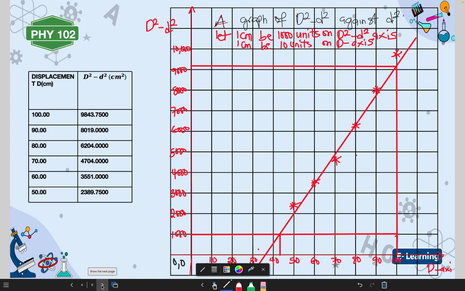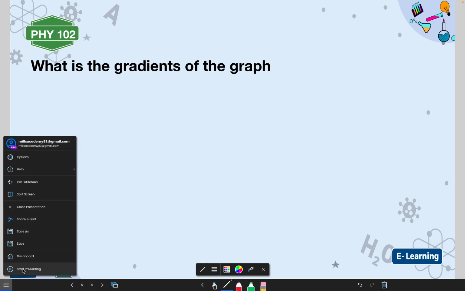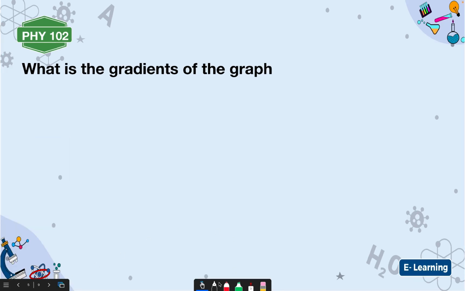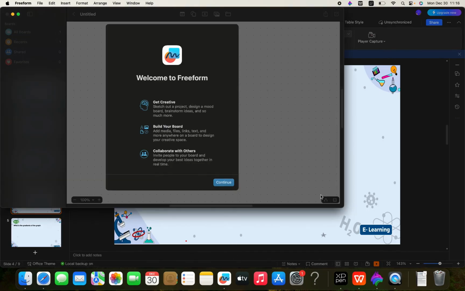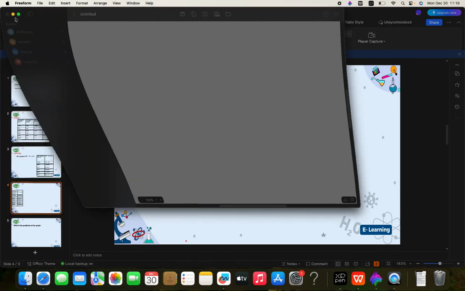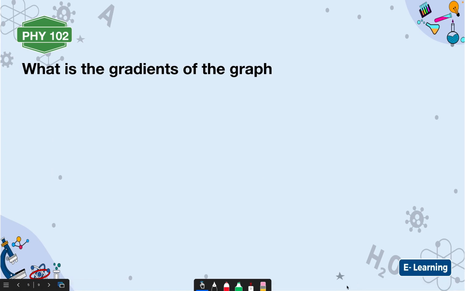Now let us find the slope of this graph. That is the next step. They ask us what is the gradient of this particular graph. Now my dear student, if you want to find gradient, what did we say? That is not what I wanted. All right. So if you want to find the gradient of this graph, firstly, what is gradient? Gradient is slope. Slope is gradient. So you can say gradient.